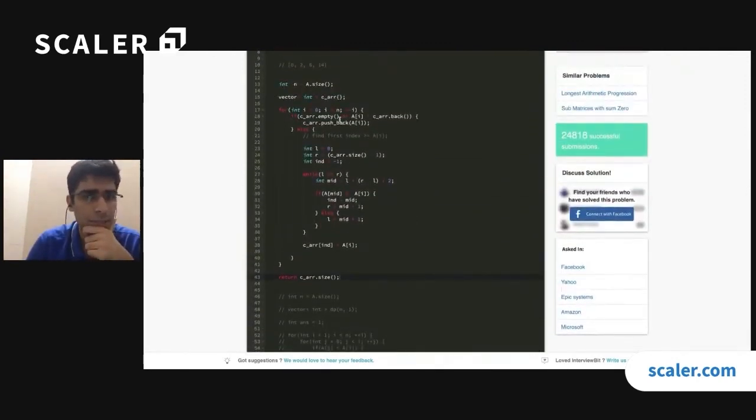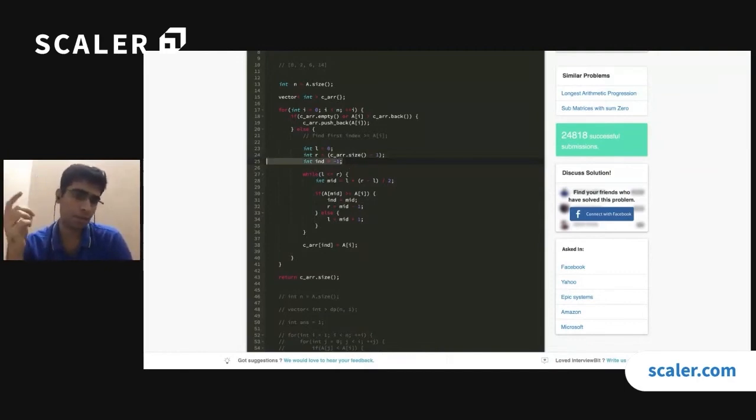I say current array dot empty or array I is greater than current array dot back. That is fine. Am I anytime in? Yes. I have to find the very first index that is greater than or equal to the current number. Can the index be -1? Can it happen that all the numbers are greater than or equal to the current number? Okay, when can index be -1? This can be -1 if all the numbers in the array are smaller than that.